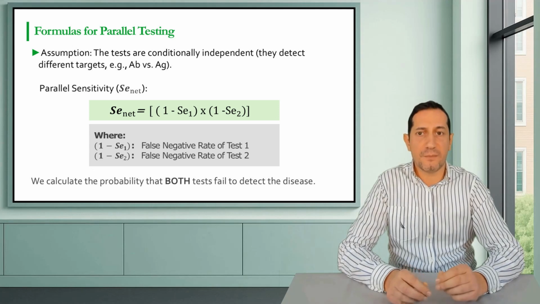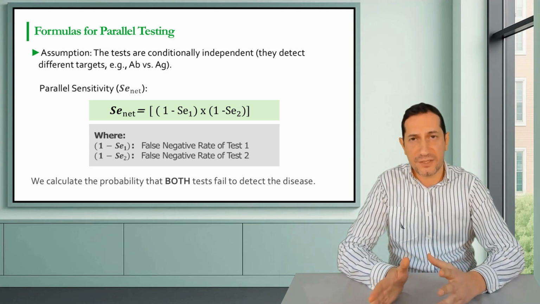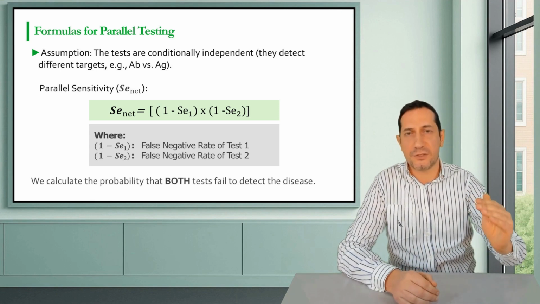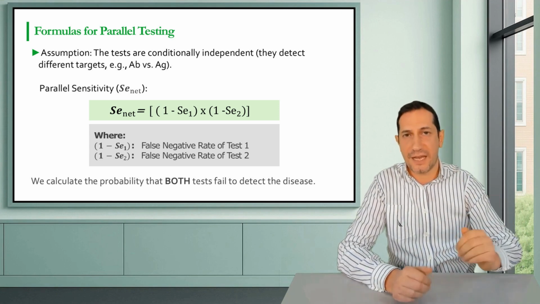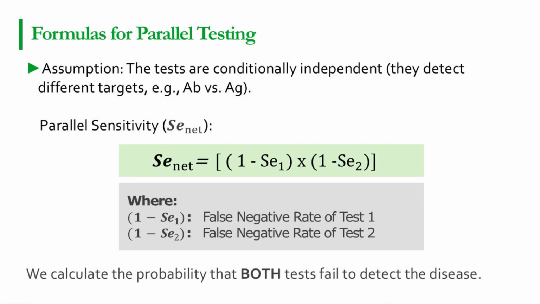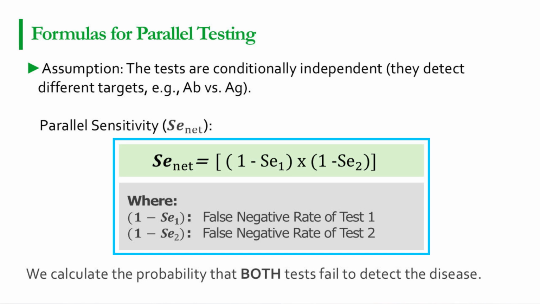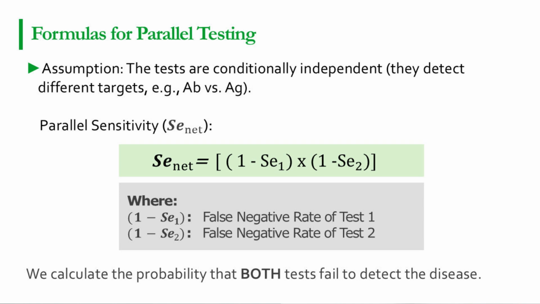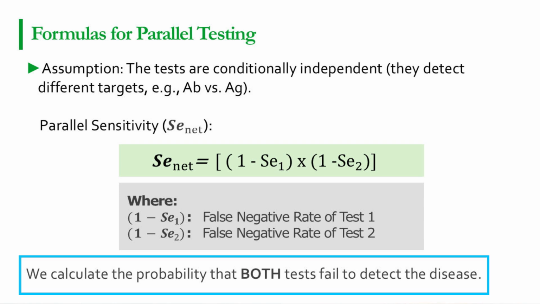Let's break down the math for parallel sensitivity. The formula assumes the tests are independent, meaning the reason one test fails is unrelated to why the other fails. The logic focuses on failure rates. 1 minus sensitivity equals the false negative rate, the probability of missing a case. To miss a case in a parallel strategy, both test 1 and test 2 must fail simultaneously. We calculate this by multiplying their individual false negative rates. We then subtract that result from 1 to find the probability that at least one test succeeds.